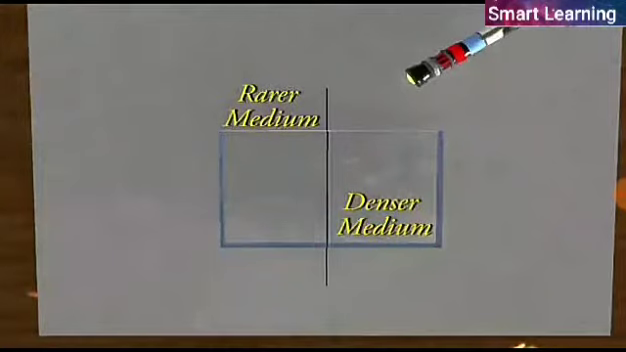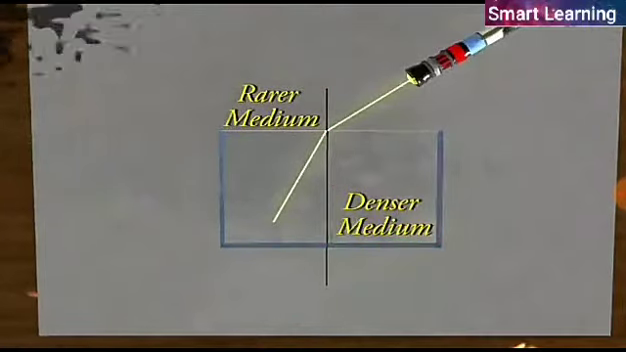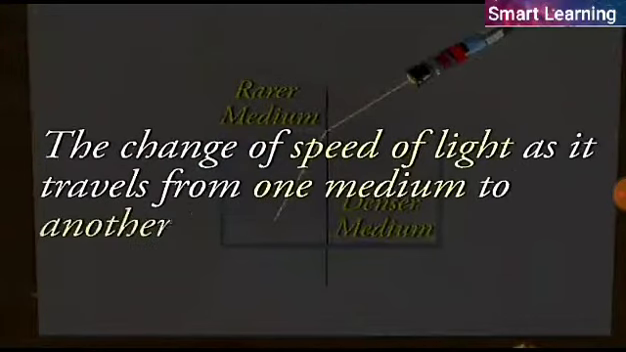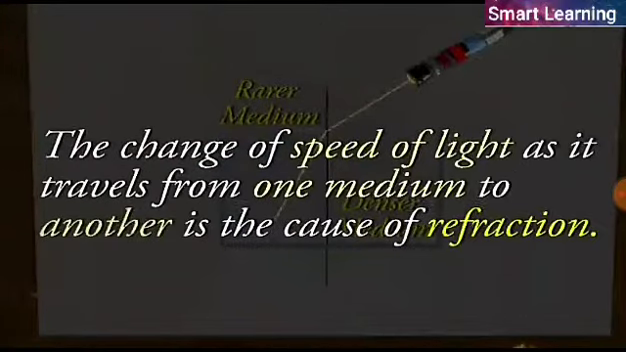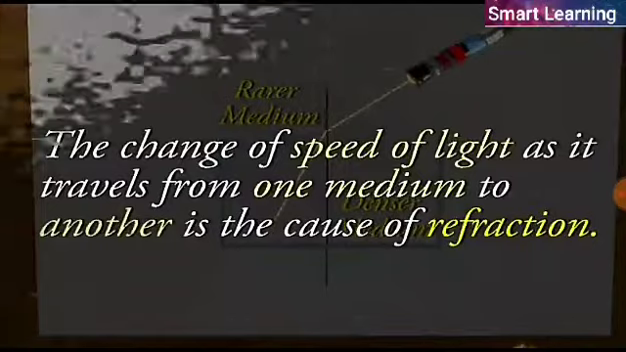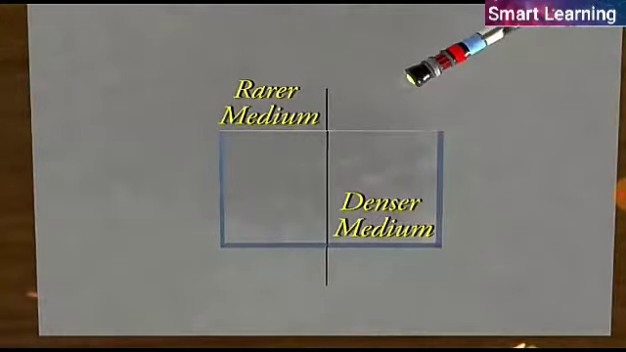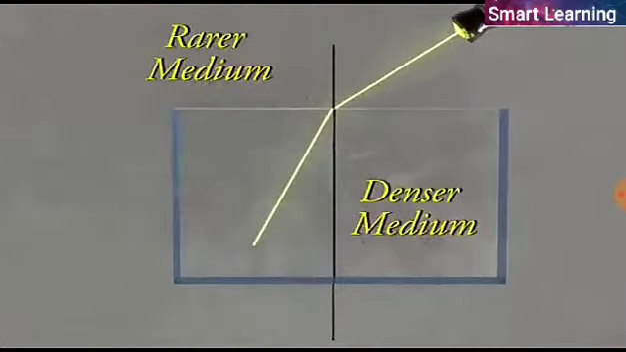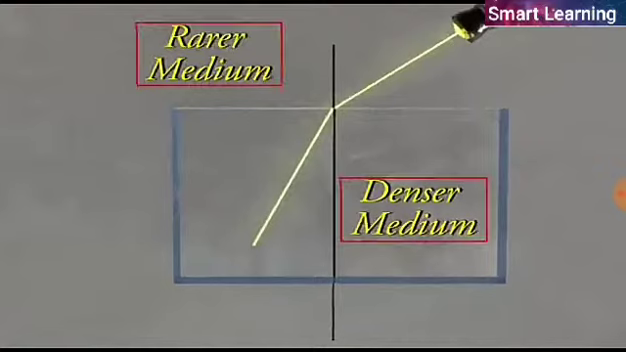It is due to this change in the speed of light that the ray of light bends as it goes from one medium to another. Thus, the change of speed of light as it travels from one medium to another is the cause of refraction. Refraction occurs right at the interface of the two media, and the angle of bending of a ray would depend upon the difference of speeds of light in the two media.